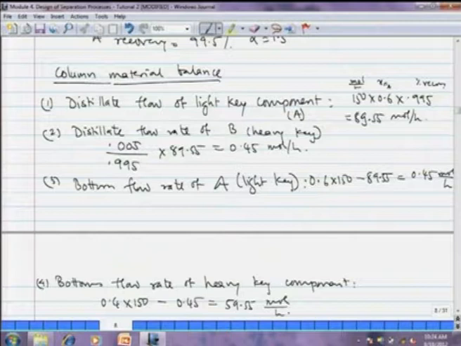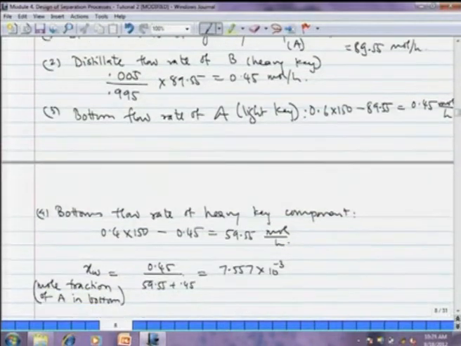Then 99.5% is the purity of A in distillate. So, 0.005 is obviously B. So, the distillate flow rate of B, the heavy key component, can be determined straightforwardly as 0.005 divided by 0.995 into 89.55, that is 0.45 mole per hour.